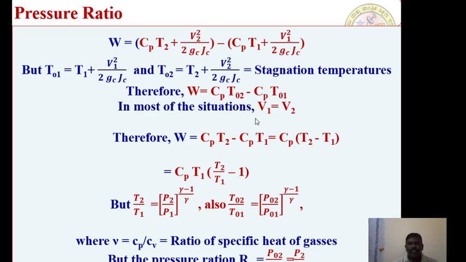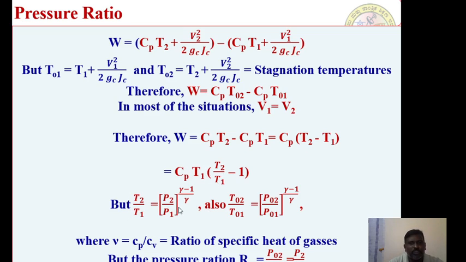In most situations, V1 is equal to V2, so that is the static condition. Then W is equal to Cp into T2 minus Cp into T1. If you solve for this, that is given by Cp, taking T1 as the common factor, T2 by T1 minus 1. So I can write the expression from thermodynamics.